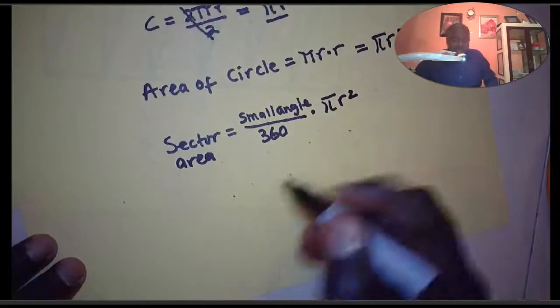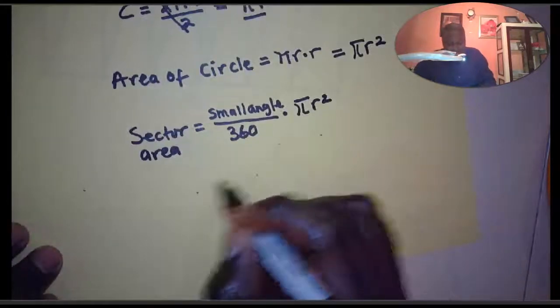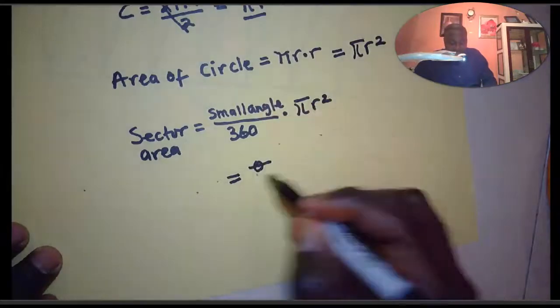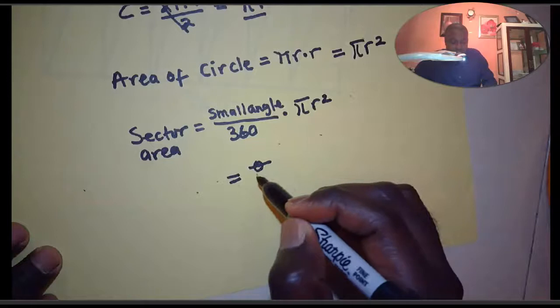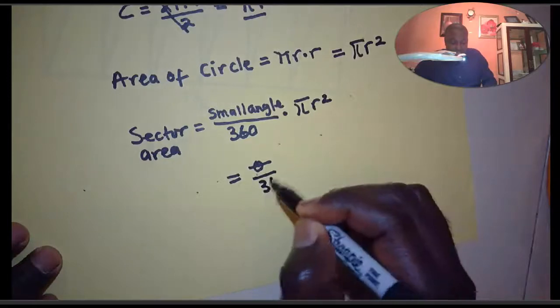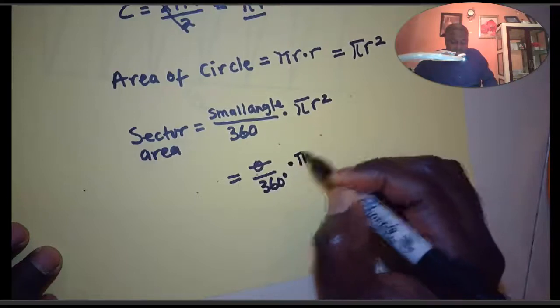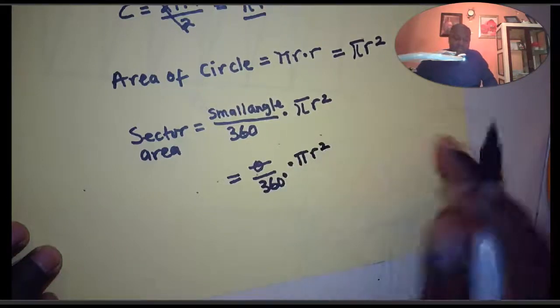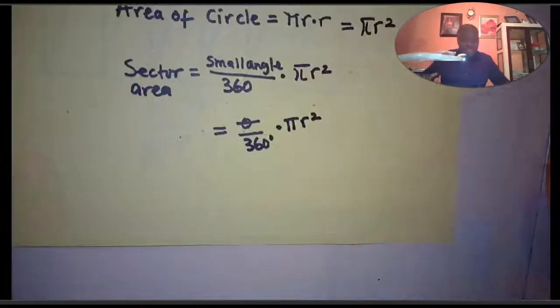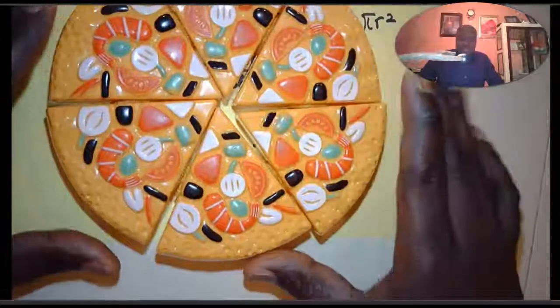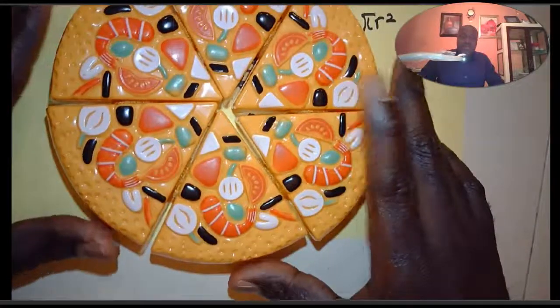Some books also say that we can write the area of a sector as this small angle, which we use this word theta, over 360 times pi r squared. So with the help of this circular object, we have been able to come out with the area of a sector and the area of a circle.